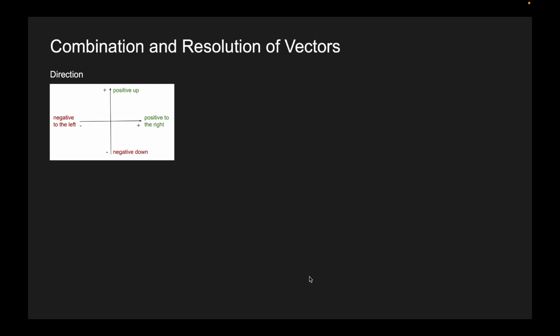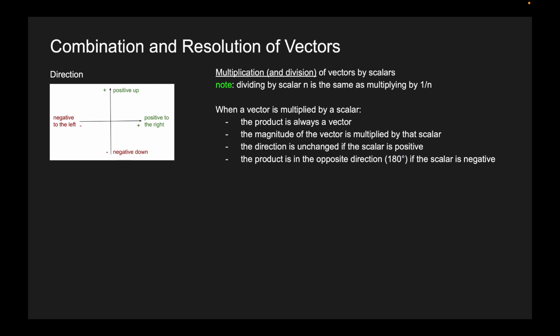Let's talk about mathematical operations with vectors. First, multiplication and division of vectors by scalars. You can also use these rules with division, as dividing by scalar n is the same as multiplying by 1 divided by n. When a vector is multiplied by a scalar, the product is always a vector. The magnitude of the vector is multiplied by that scalar. The direction is unchanged if the scalar is positive, and if the scalar is negative, the product is in the opposite direction.